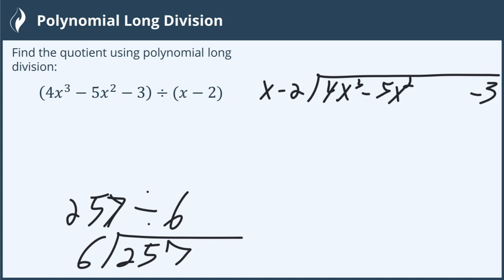minus 3. Now notice there's not a linear term. There's not an x to the 1. So I'm going to put a 0 in there, 0x to the 1. You can't skip a power on any of these.